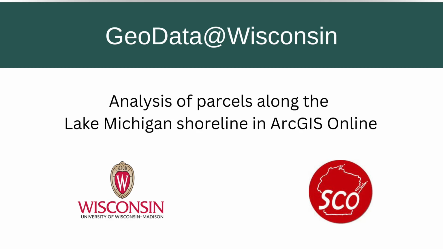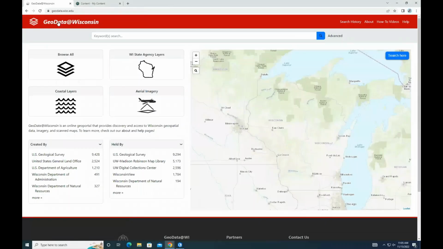This video will demonstrate how to use GeoData at Wisconsin to download county and shoreline data that can be used in an ArcGIS Online analysis of parcels within a 75-foot buffer of the Lake Michigan shoreline. Start by navigating to the GeoData at Wisconsin portal.